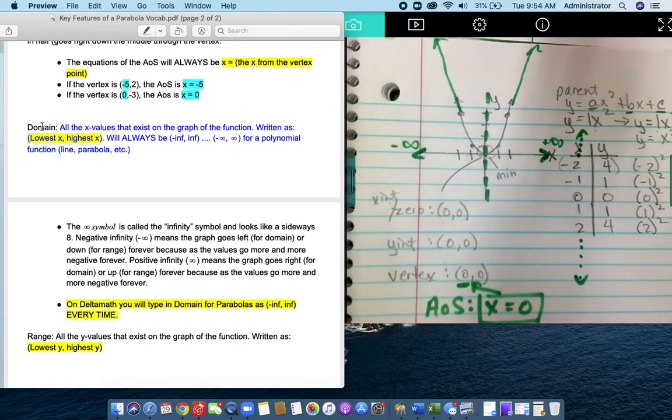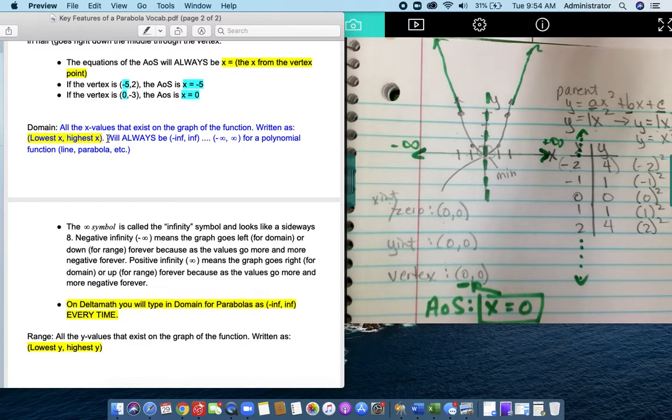So look over here in your notes. It says, write it as your lowest x to your highest x. Well, my lowest x is negative infinity. We always write the lowest on the left, so keep that in mind, LL, lowest value on the left, and your highest x on the right.